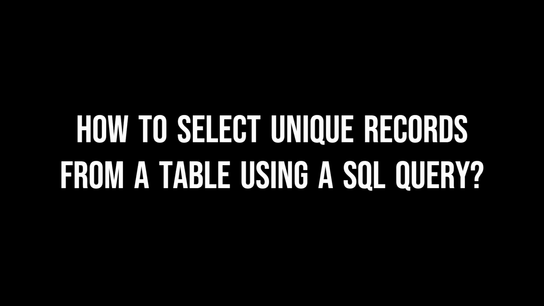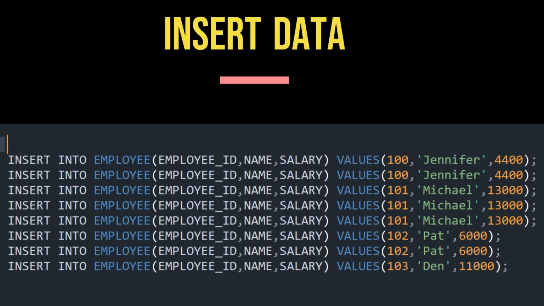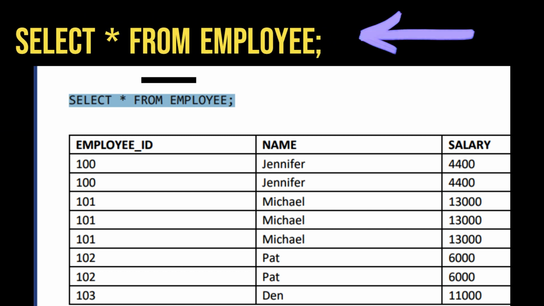Let's start with how to select unique records from a table using a SQL query. Let's suppose we have created an employee table using this command. Insert some data in the employee table. Now let's fetch all the records from the table using select asterisk from employee. Now let's see how to fetch unique records from the table.